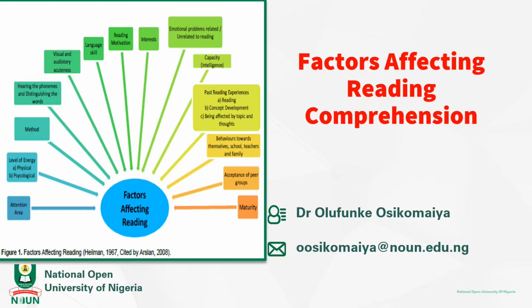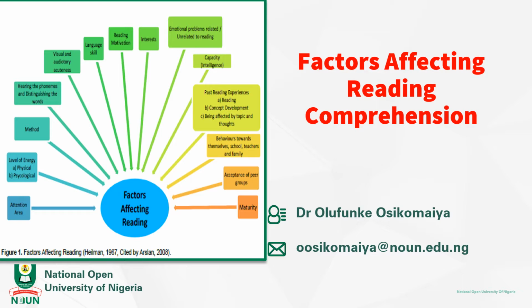So like I said, today we want to look at factors affecting reading comprehension. Several factors can affect comprehension ability of the students: maturity, language skill, vocabulary level, intelligence, method of teaching, and level of energy, the physical and psychological development of the child. All this can affect reading comprehension.